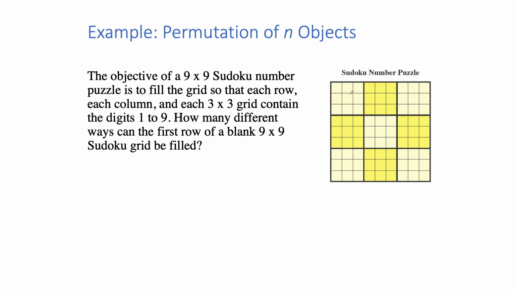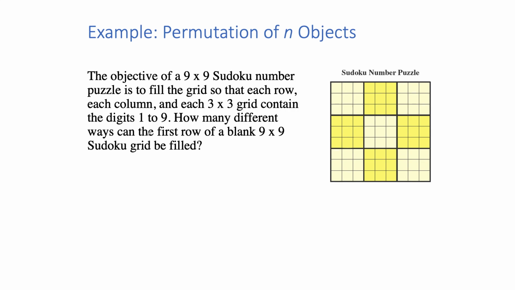Sudoku is a 9 by 9 grid. So there are 9 rows and 9 columns, and inside each of these there is again a smaller grid. Inside each of these squares, you can fill numbers or digits from 1 through 9, and you can't have repetition across the column or across the row.